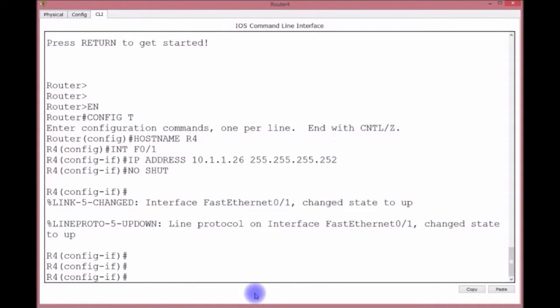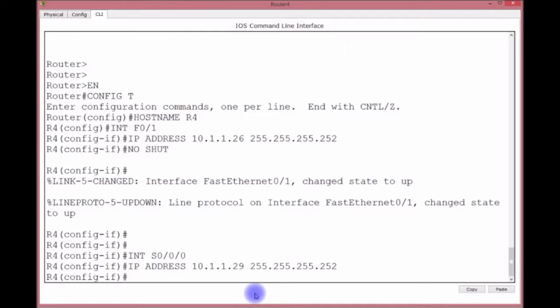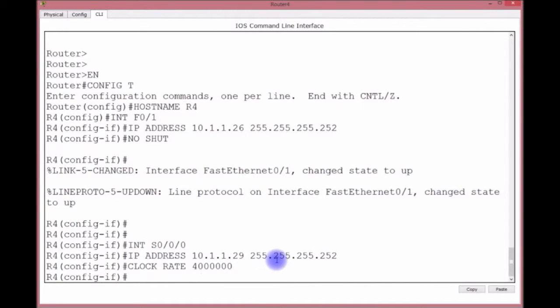Thank you very much. And then the other interface obviously is F0. No, that one's the serial interface actually. It's interface S0/0/0, if I'm not mistaken. And it's the 28 network. IP address 10.1.1.29, because the one above, I believe I put it as 30. We'll soon find out. And clock rate 4 million, 1, 2, 3, 1, 2, 3.